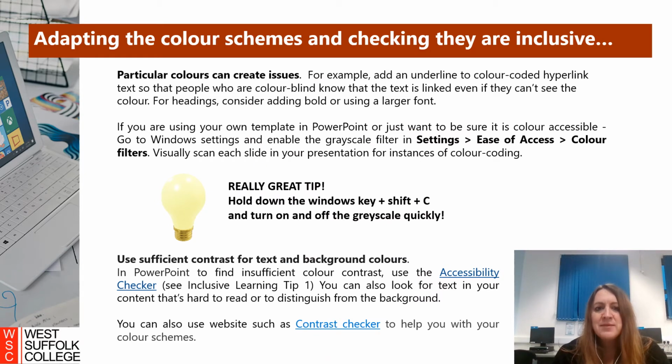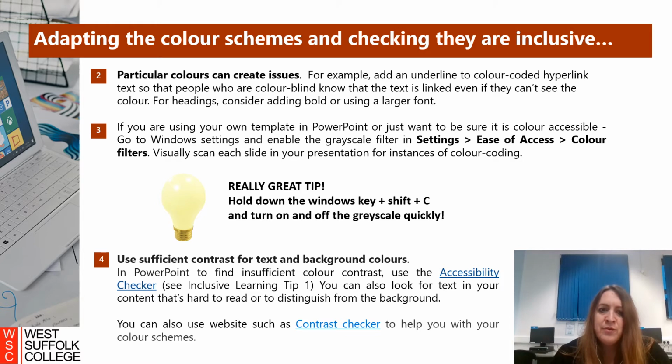So how can you adapt the colour schemes and check that they are inclusive? The first point on this slide, so point 2 in this inclusive learning tip, is to be aware that particular colours can create issues. And for other issues, such as underlining colour-coded hyperlink text, underline it so that people who are colourblind know that it's linked text, even if they can't see the colour, when it turns blue as you put in the URL to a hyperlink. For headings, consider adding bold or using a larger font.